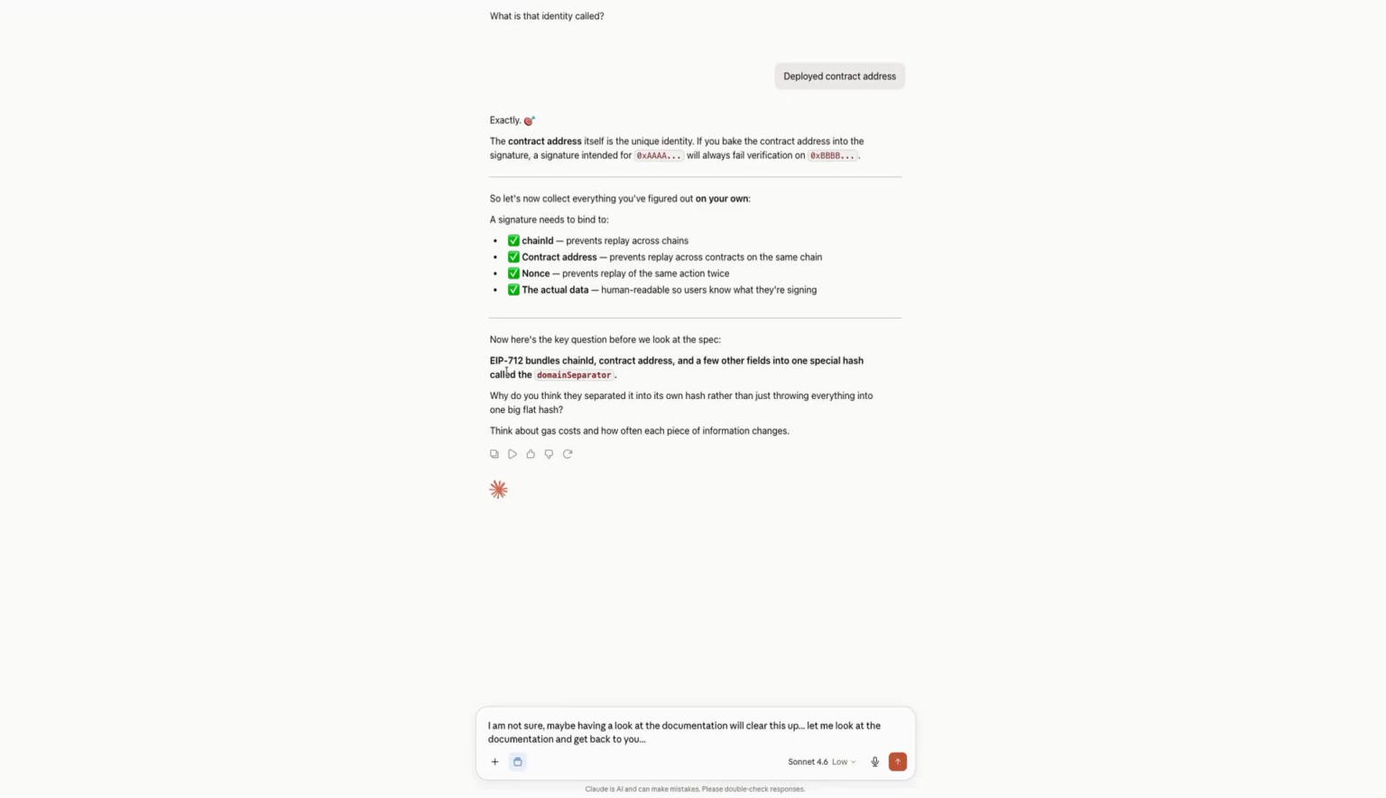EIP-712 bundles chain ID, contract address, and a few other fields into one special hash called the domain separator. Why do you think they separated it into its own hash rather than just throwing everything into one? Okay.